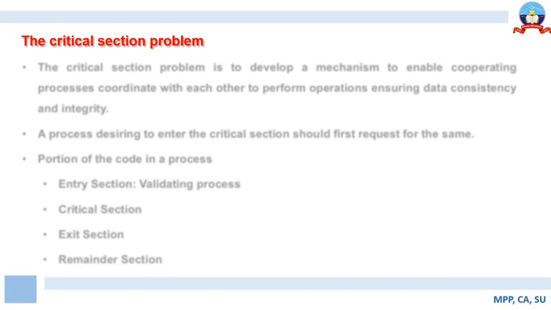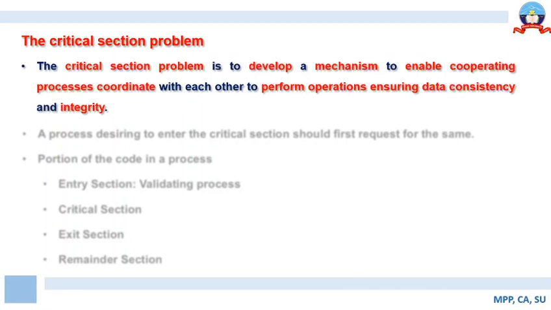Now let us try and understand what critical section problem is. The critical section problem is to develop a synchronization mechanism for enabling cooperating processes coordinate with each other in order to perform operations, ensuring data consistency and integrity. So the critical section problem is to develop a mechanism to enable cooperating processes coordinate with each other to perform operations, ensuring data consistency and data integrity.